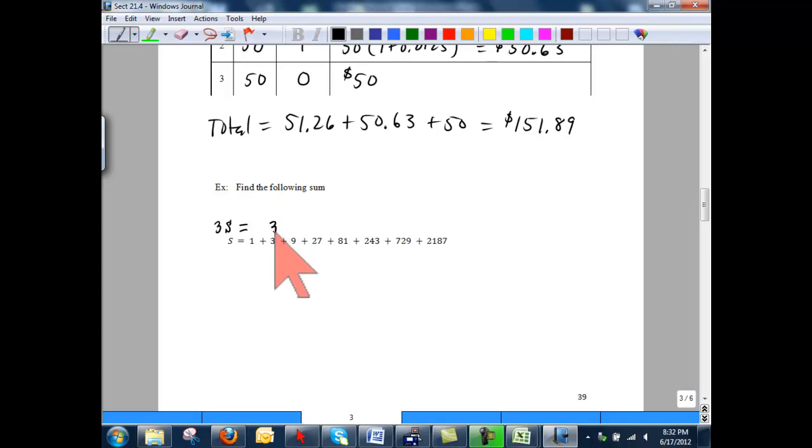I'm going to write it slid over a little bit. And then this 3 gets multiplied by 3 and becomes 9. This 9 gets multiplied by 3 and becomes 27, and so on. So plus 81, 243, 729, 2187. And finally, this 2187 gets multiplied by 3 to become 6561. Why did I do that?